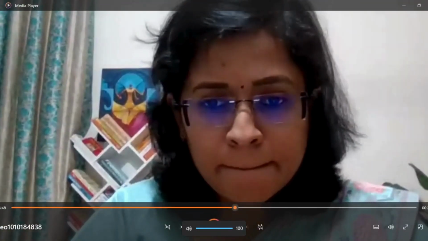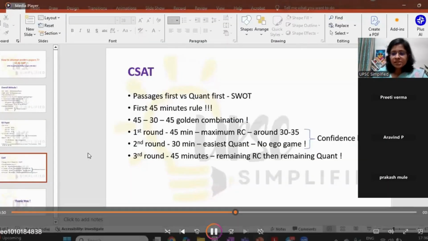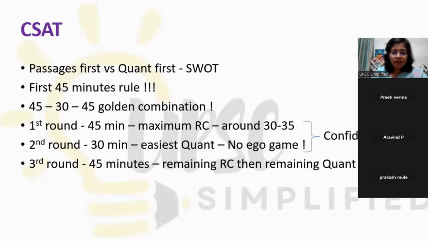Now let us go for CSAT. CSAT is very straightforward. See, you have to identify which is your strength. Either it is your quant or it is your RC. But what I have found is that even if quant is the strength, once we start doing the quant, it takes a little time. Some sums will take time, and that will jeopardize the rest of the paper.